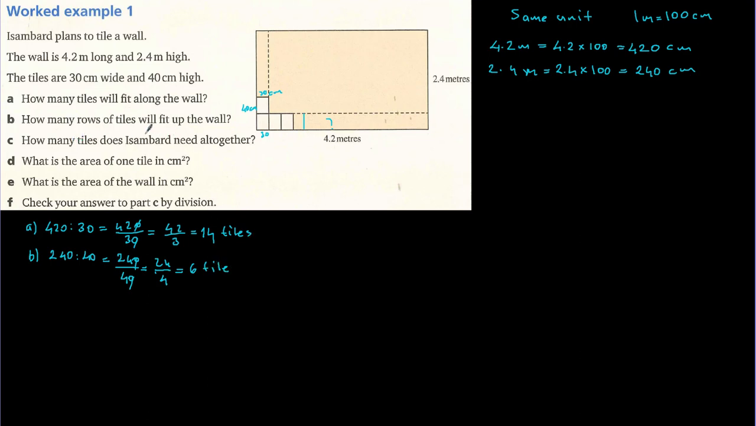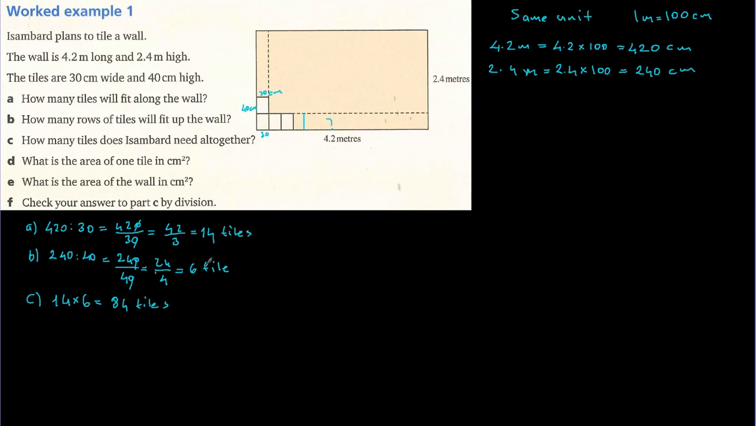So how many tiles does he need altogether for tiling this wall? He needs 14 times 6 tiles. 6 times 10 is 60, 6 times 4 is 24, so 60 plus 24, that's 84 tiles he needs to cover the wall.